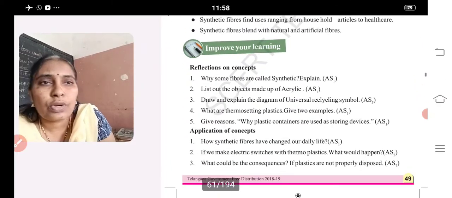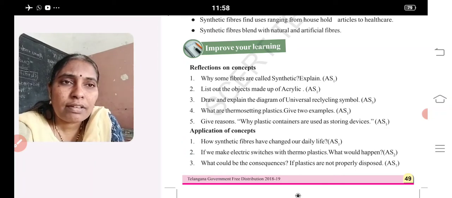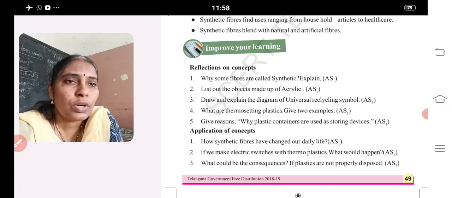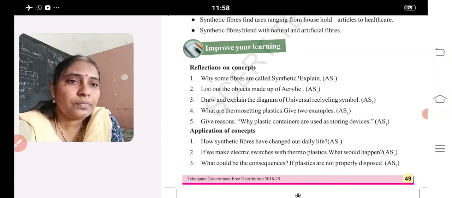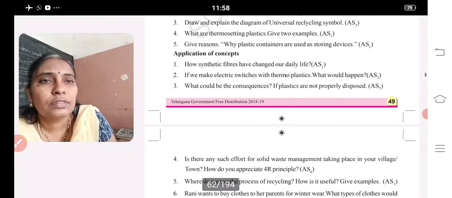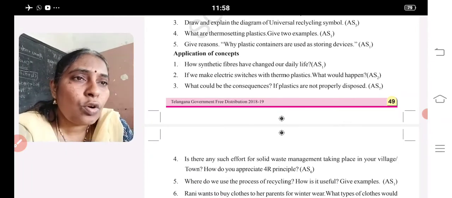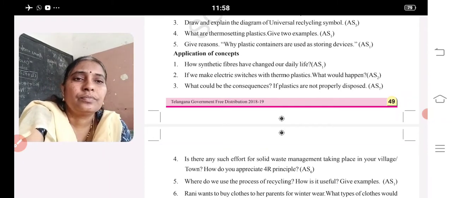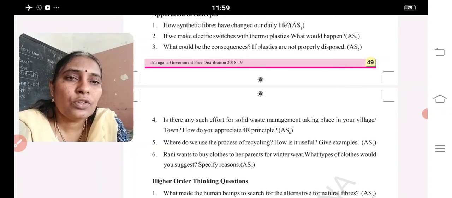So what are the questions you have to write today? Third one, draw and explain the diagram of the universal recycling symbol. Next, fourth one, what are thermosetting plastics? Give two examples. Next, how have synthetic fibers changed our life? Third one, what could be the consequences if plastic is not properly disposed? Where do we use the process of recycling? How is it useful? Give examples.